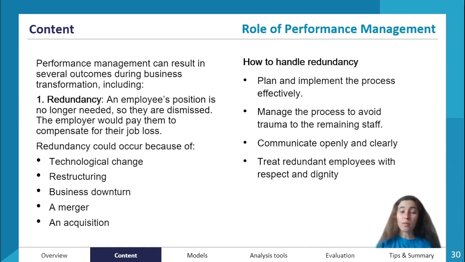So redundancy can occur for lots of different reasons. COVID was one example, but you can also have technological changes. So if you've got automation or technology that can take over and do the work of people, then people may not be needed anymore. If a business restructures, merges with another organization, or acquires or is acquired by another organization, those will all have an impact and potentially result in redundancies. And also just a business downturn. If a business is struggling, then they may not be able to continue to employ people and pay their salaries or wages. So that will also result in potential redundancies.